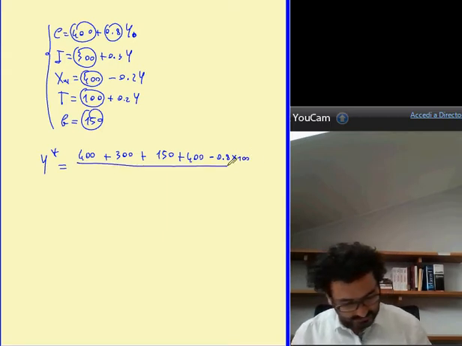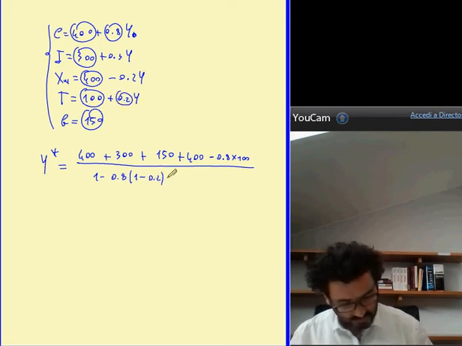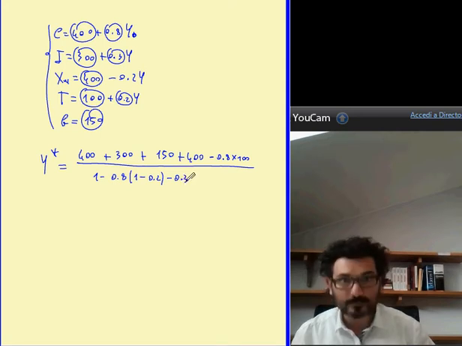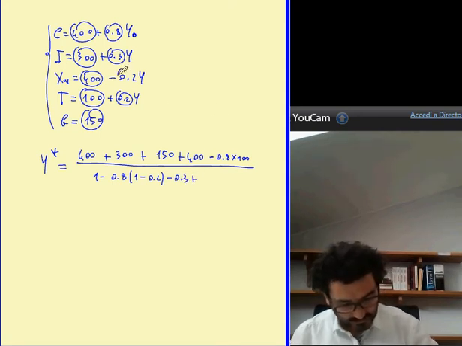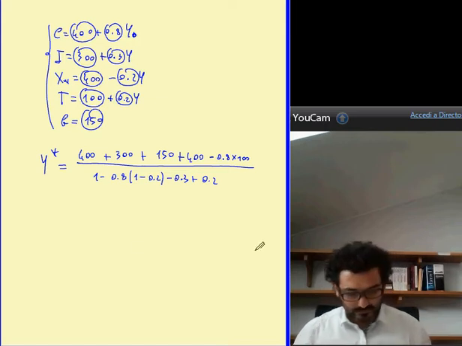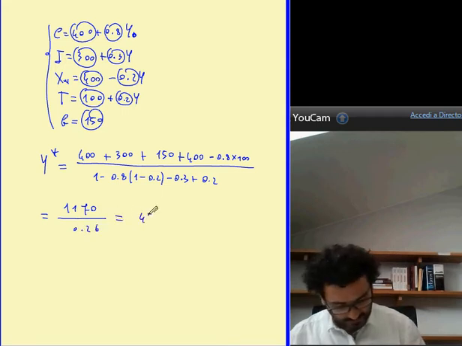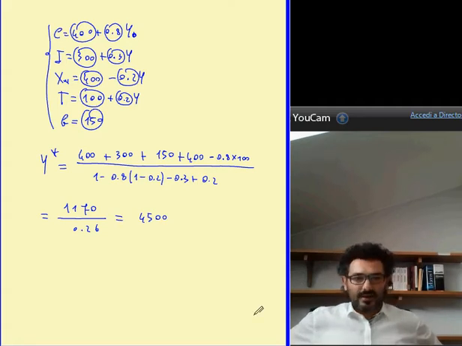We need to divide this by 1 minus the propensity to consume 0.8, which multiplies 1 minus small t, which is this 0.2, minus b1, which is this 0.3, plus m1, which is 0.2, and we have considered all the parameters and exogenous variables. This will be equal to, the numerator is 1170, the denominator is 0.26, and so we will get an equilibrium GDP equal to 4,500.